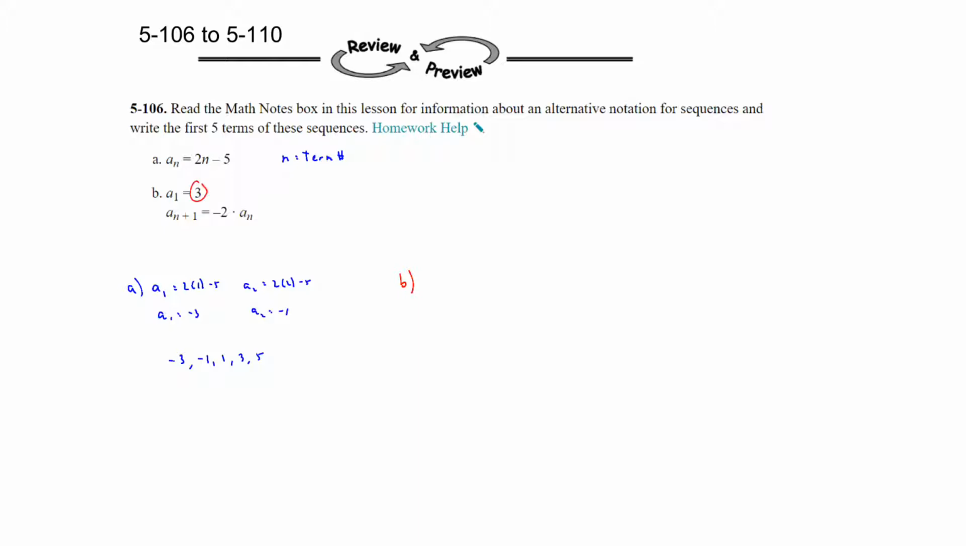You are given the first term is 3, so we do know the first term is 3, and then we know each term is being multiplied by negative 2. So 3 times negative 2 is negative 6. Negative 6 times negative 2 is 12. 12 times negative 2 is negative 24. And negative 24 times negative 2 is positive 48. So on this one, it does have that similarity where it does give you the first term, and then this is the next term, equal to negative 2 times the now term, or the one that you have currently.